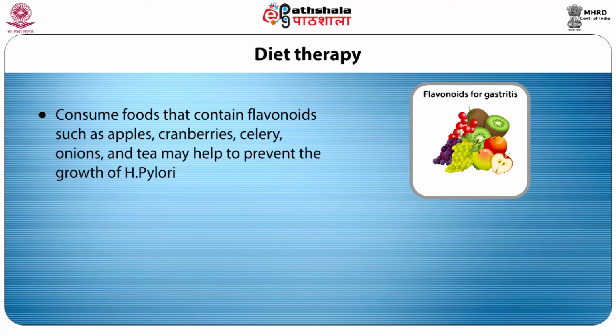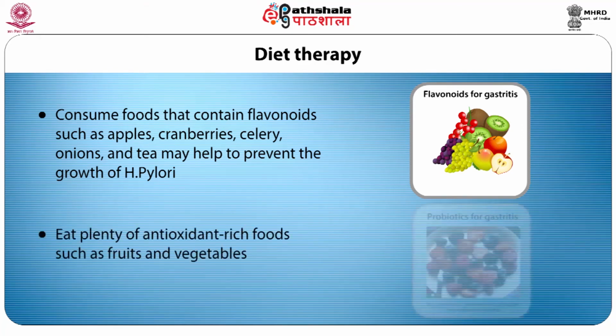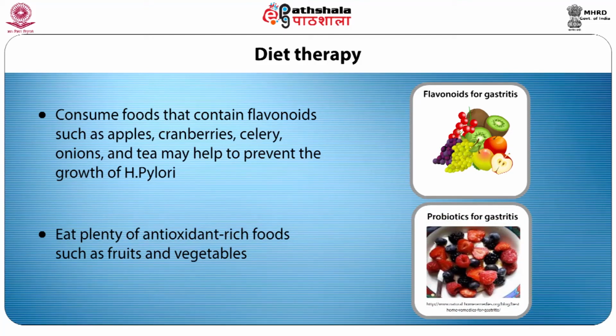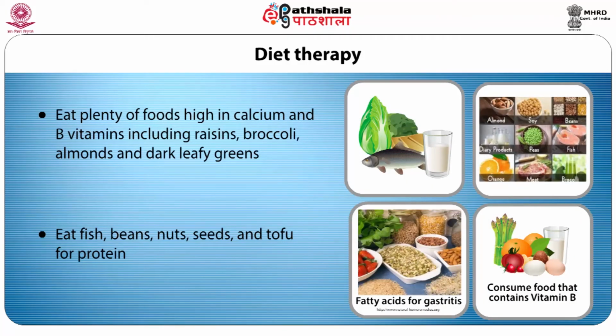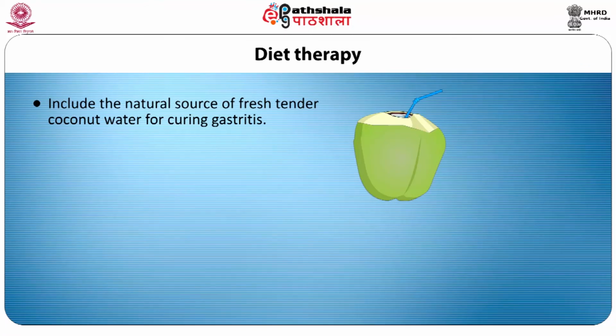Protein rich foods like legumes, fish, nuts and seeds are advocated. Eat plenty of antioxidant rich foods such as fruits and vegetables. Foods like almonds, broccoli, dark green leafy vegetables and raisins are rich in calcium and vitamins. So, these can be eaten liberally. Include the natural source of fresh tender coconut water for curing gastritis.